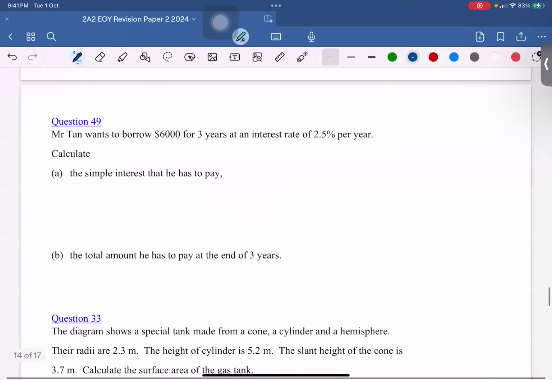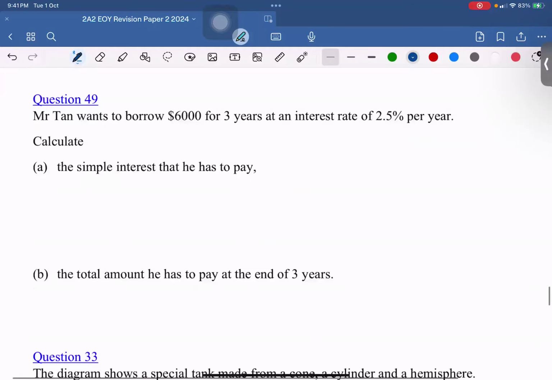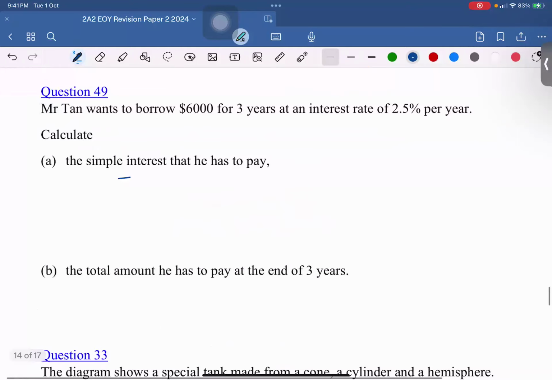This one is interest rate. Do you know what the simple interest formula is? Interest rate is just 6,000 times 2.5. Then the answer, you plus 6,000, plus PRT divided by 100. Correct. Wow, Shakira so smart.